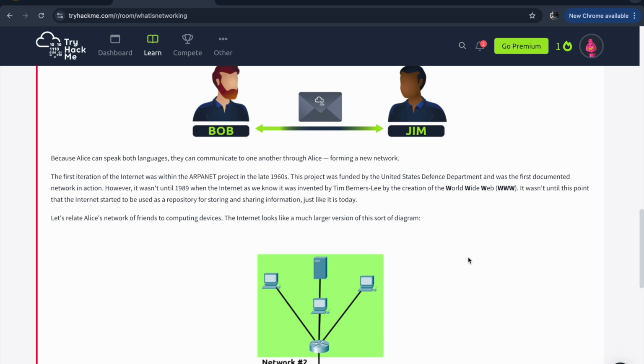The first iteration of the internet was within the ARPANET project in the late 1960s. This project was founded by the United States Defense Department and was the first documented network in action. However, it wasn't until 1989 that the internet as we know it was invented by Tim Berners-Lee with the creation of the World Wide Web. It wasn't until this point that the internet started being used as a repository for storing and sharing information just like today. Let's relate Alice's network of friends to computing devices. The internet looks like a much larger version of this sort of diagram.